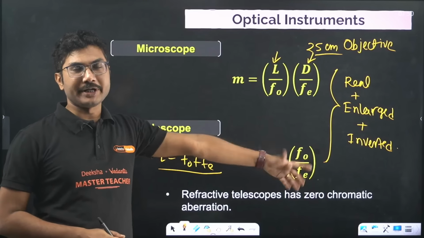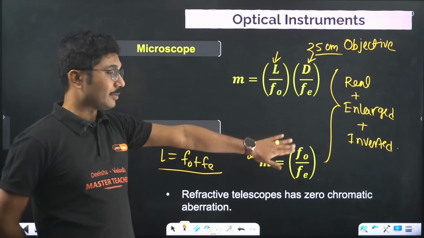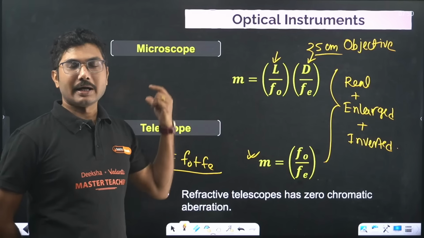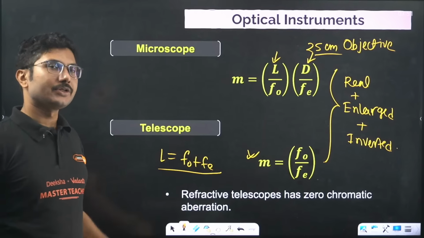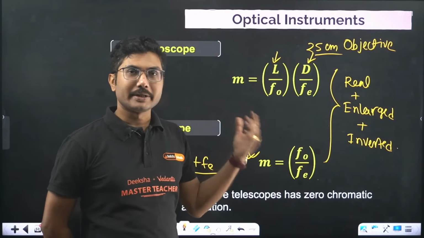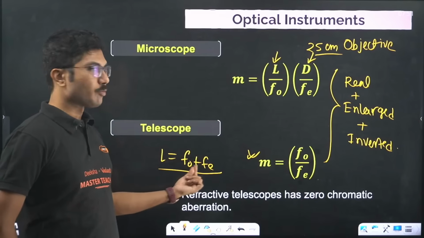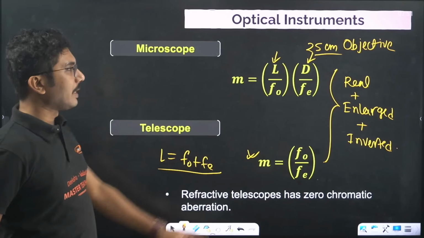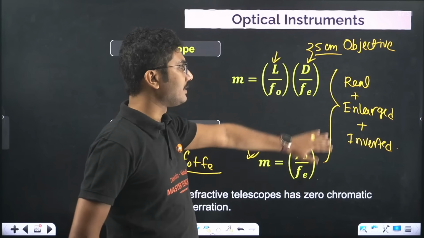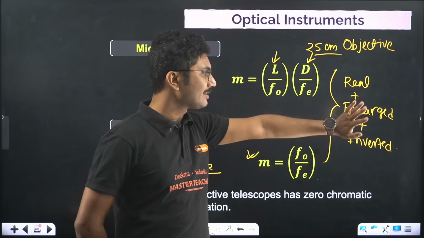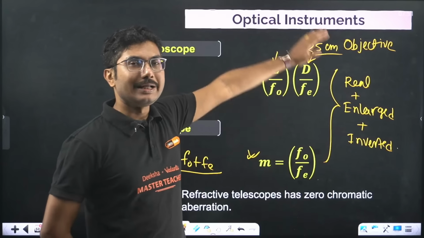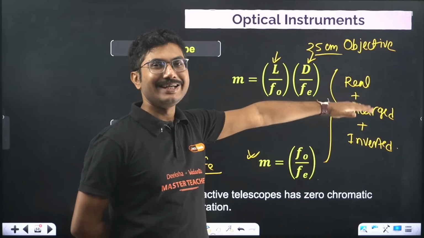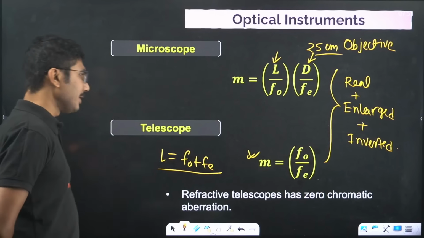Just have a look at this. This is very common in exams. FO and FE are given. What is the magnification? What is the length? They ask which of the following combinations will give you a magnification of a certain value. So length will be FO plus FE, and magnification is FO/FE. In all cases, microscope as well as telescope, the objective will form a real, enlarged and inverted image.